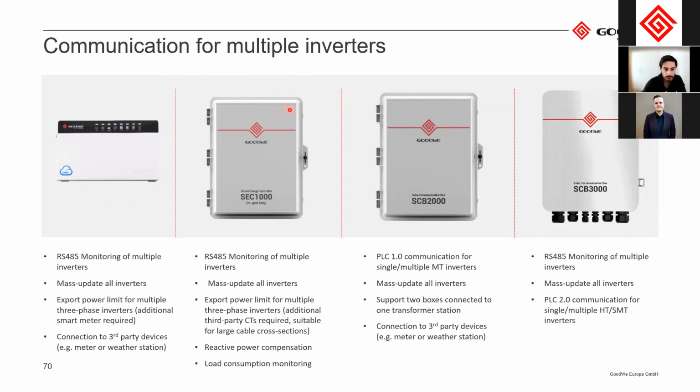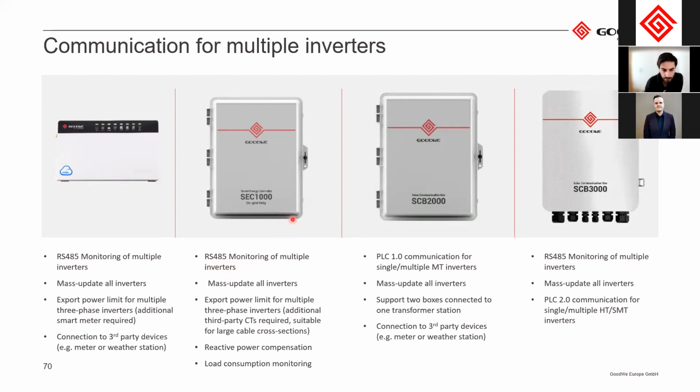For larger inverters like C&I and maybe utility scale, then you will need to use different boxes. This, I think, is the most common one. These two are mainly for PLC communication. So in case you don't need PLC, then it's this one here, the SEC 1000. And this one communicates over RS-485, exactly like the ET Logger Pro. But it also has input for third-party CTs, as I said before.